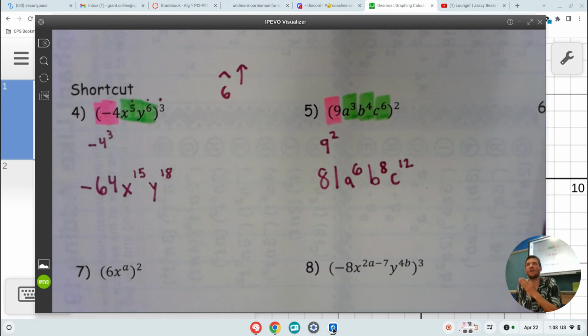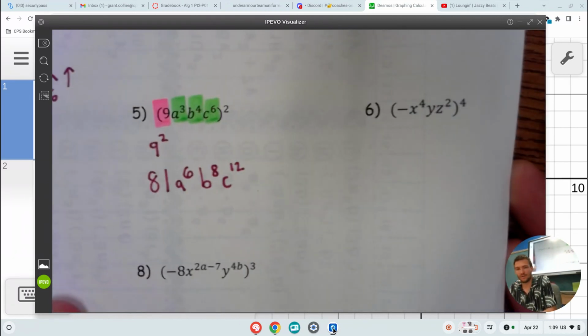So the letters are very, very easy. And the numbers, you just need a little bit of Desmos. Just make sure you're not doing everything the same. The numbers or coefficients and the variables work different.